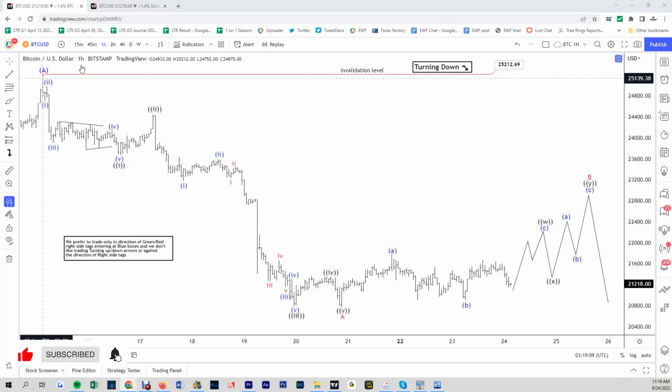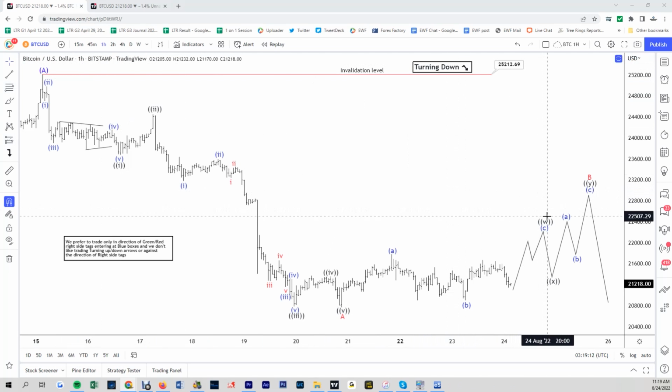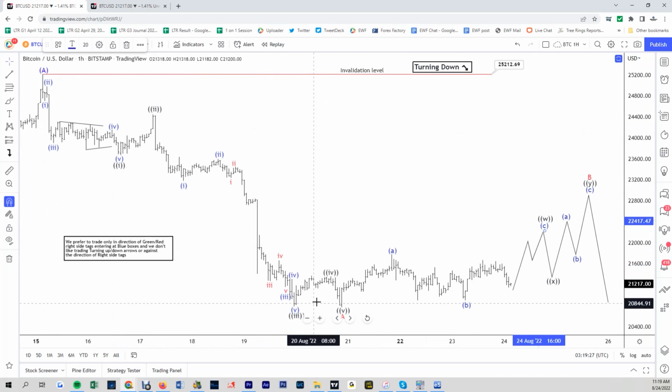Today we're going to be looking at the chart of Bitcoin. So this is a 1 hour chart. Let's take a look at what we got here. We have ended with A at 25,212. Then from here we have started to go down. Now current price is 21,200.